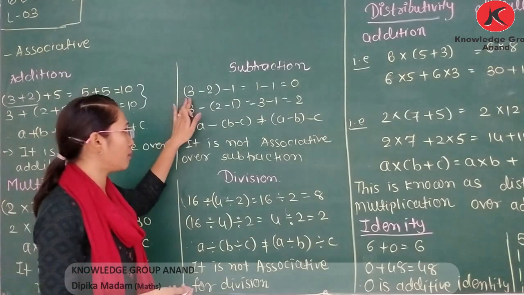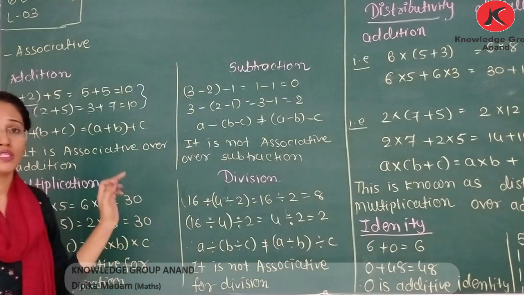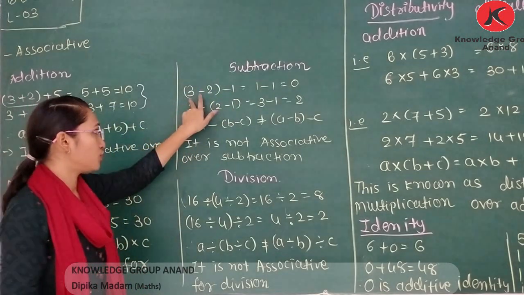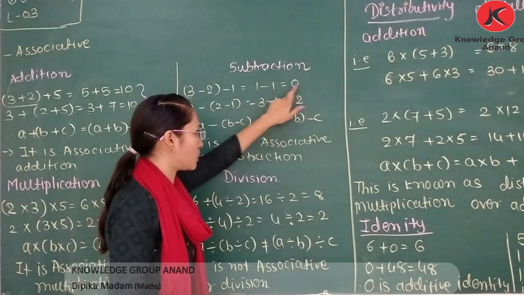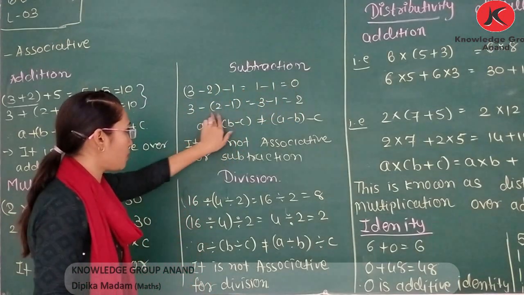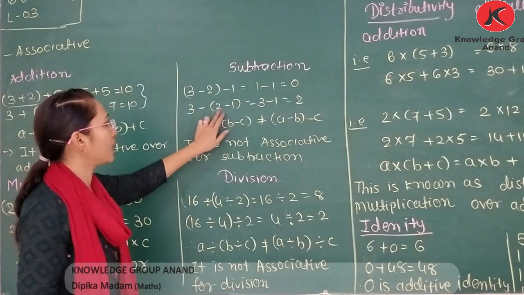Again we select three numbers, 3, 2 and 1. We perform the subtraction of the first two: 3 minus 2 is 1, and then minus 1, 1 minus 1 is 0. Now we will perform the second and third first: 3 minus (2 minus 1).